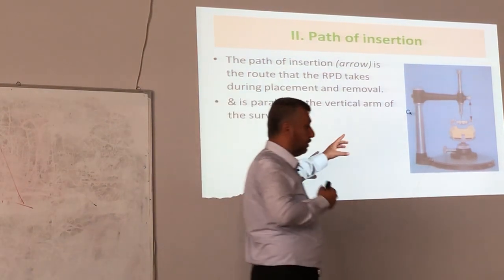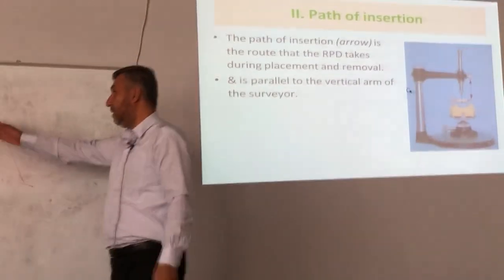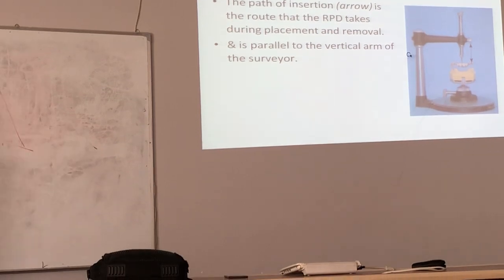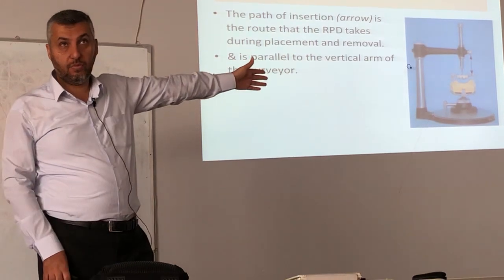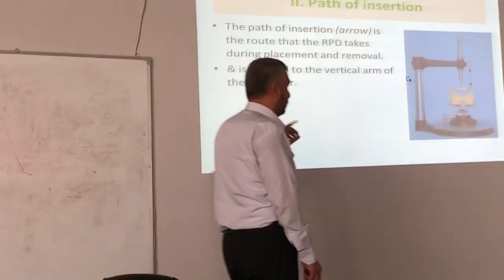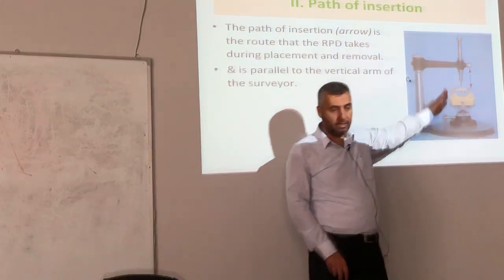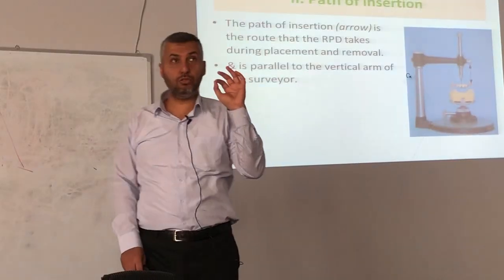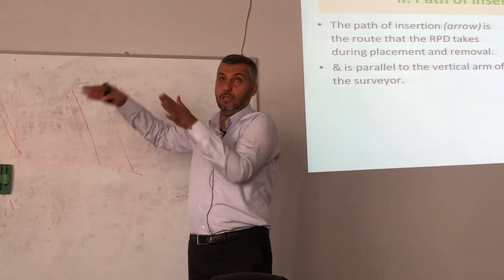The path of insertion on the surveyor should be vertical. But we say now sometimes the teeth are tilted. How? On the surveyor, the path of insertion of the denture, this is the denture, should be vertical. On the surveyor it should be vertical. But the teeth inside the patient's mouth are inclined.